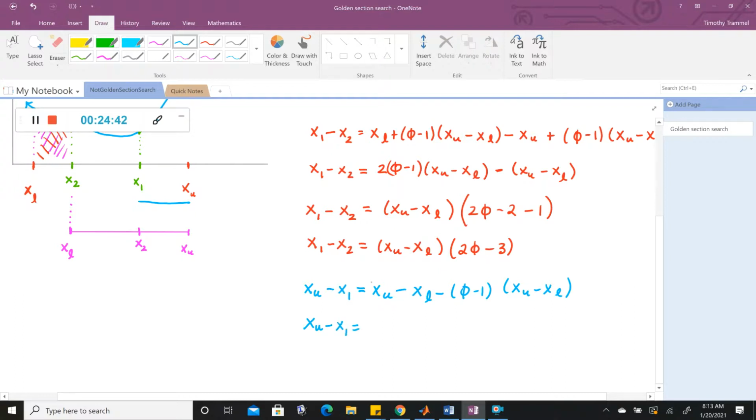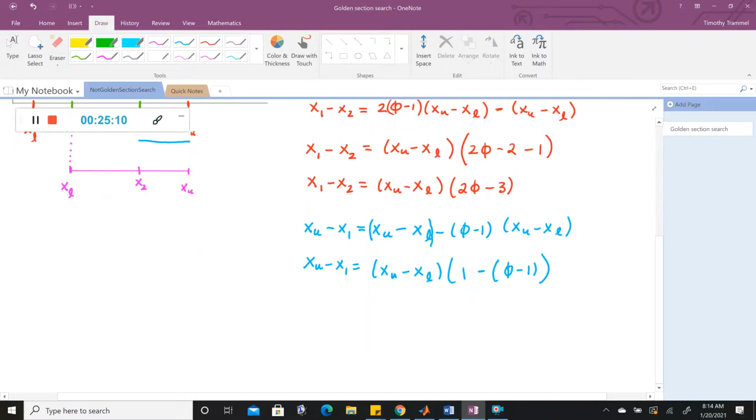So let me just put parentheses around it so you can see it. But yeah, we have an x upper minus x lower here, and we have one in this term here. So we have x upper minus x lower. If I factor that out, that's going to leave me with a 1 from the first term, and then it's going to leave me with a minus phi. Let me write that phi a little bit nicer. Phi minus 1. And then next, we can distribute that negative and see what we're left with.